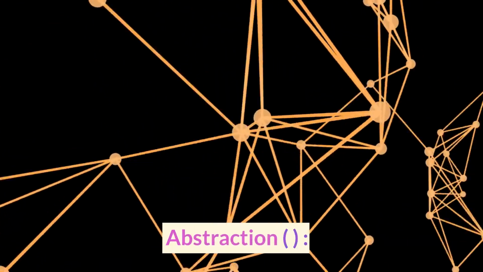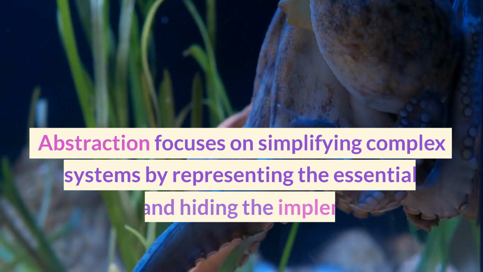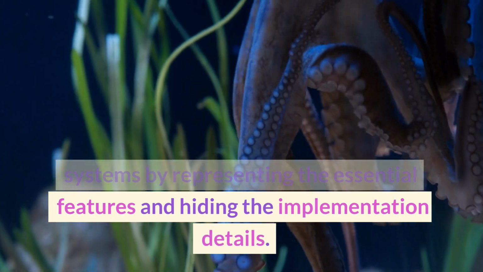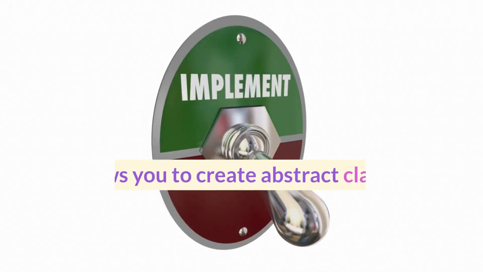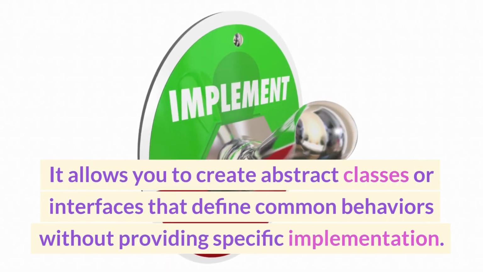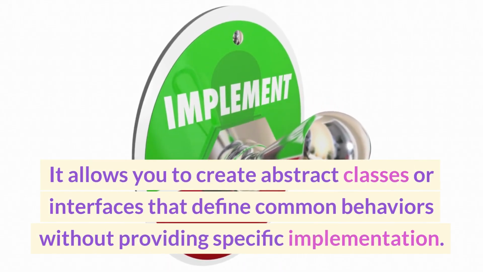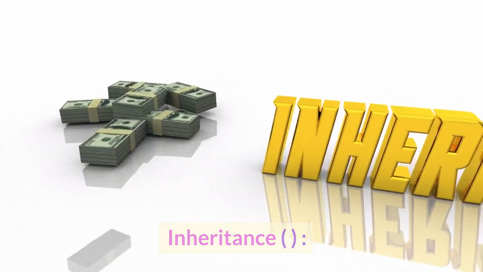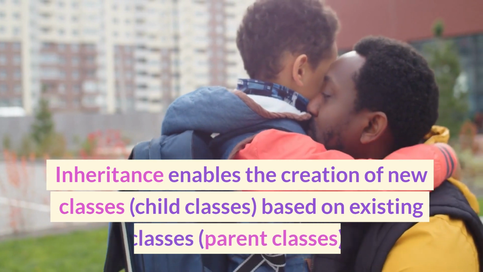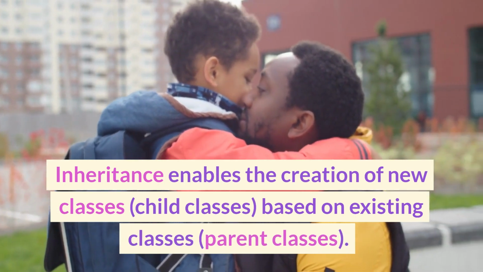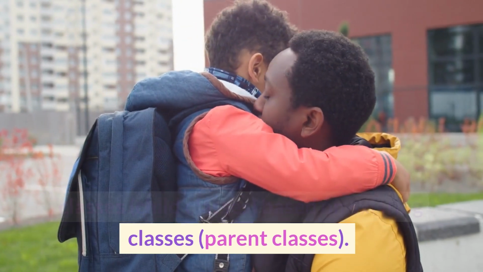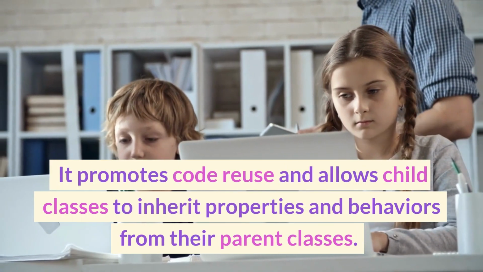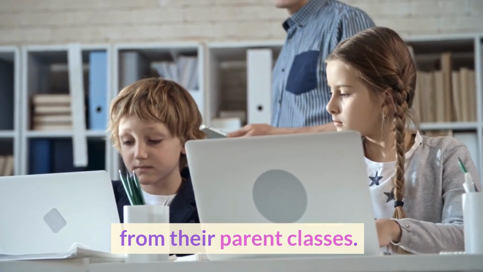2. Abstraction. Abstraction focuses on simplifying complex systems by representing the essential features and hiding the implementation details. It allows you to create abstract classes or interfaces that define common behaviors without providing specific implementation. 3. Inheritance. Inheritance enables the creation of new classes, child classes, based on existing classes, parent classes. It promotes code reuse and allows child classes to inherit properties and behaviors from their parent classes.